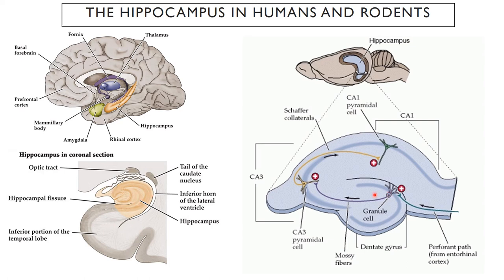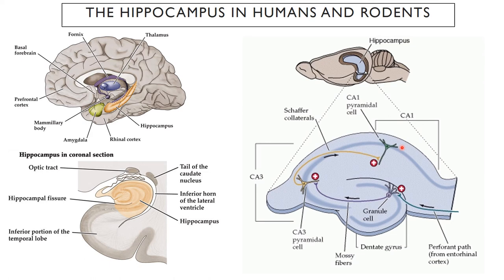In mice, it's actually located a little bit more dorsally. It's basically in the same location. It's on the inside of the brain, inside of the cortex, at the edge of the cortex. But in mice, it's a little bit more dorsal. You can see that it runs up a little bit more towards the dorsal side of the brain.